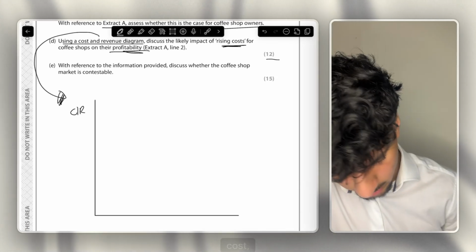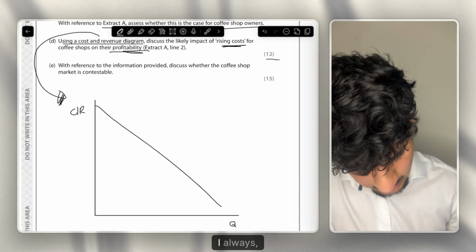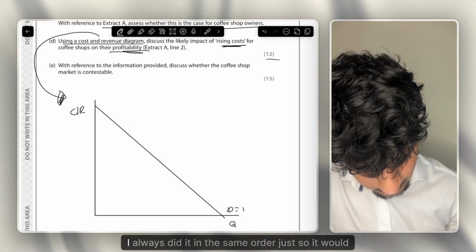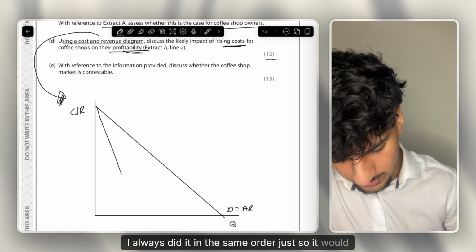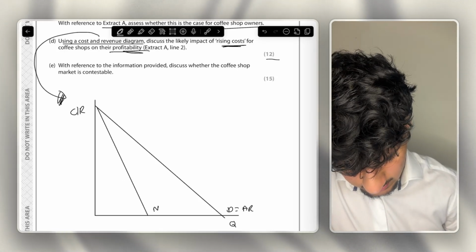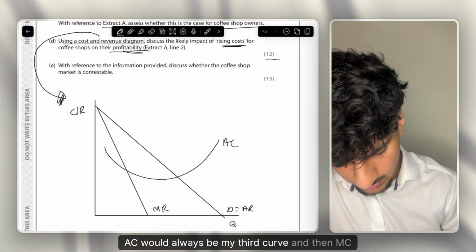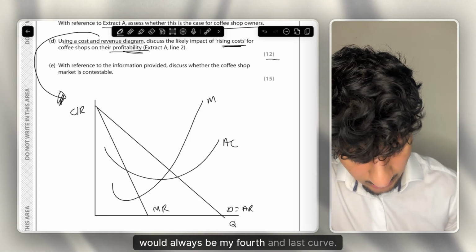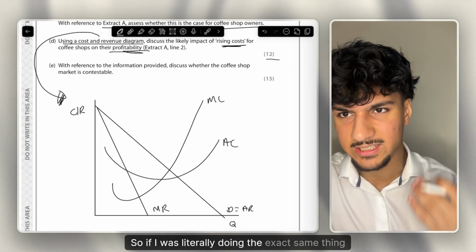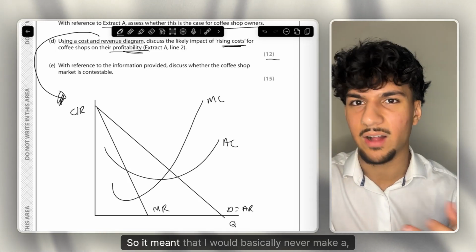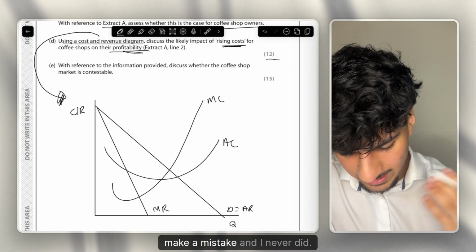Okay, of course, just like before: cost, revenue, quantity. With my cost and revenue diagrams, I always did it in the same order, just for consistency. So D equals AR, then MR, AC would always be my third curve, and then MC would always be my fourth and last curve. If I was doing the exact same thing every single time, it meant that I would basically never make a mistake, and I never did.